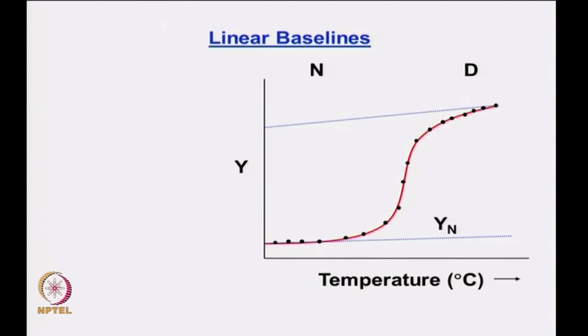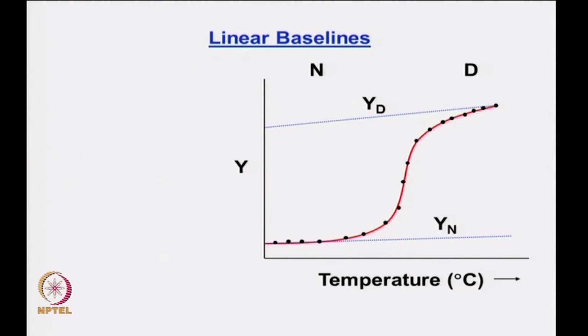Now look at these blue lines. Let me scroll further. What are these blue lines referring to? You look at this blue line, which is referred to as Yn. Remember, we talked about the pre-transition and post-transition baselines. We have to know the actual value of Yn. Yn means, I will write it down later, the observable for the fully native state. What is Yd? Yd means the observable for the fully denatured state.